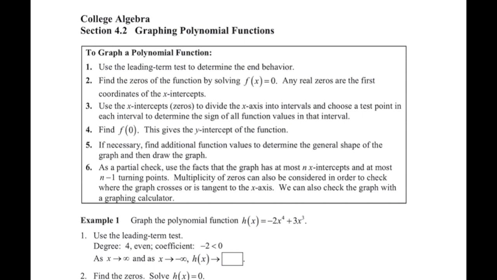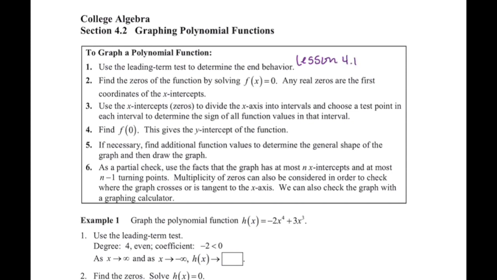This algebra lesson is going to focus on graphing polynomial functions. We have a few steps that we can take in order to graph a polynomial function. First, we're going to use the leading term test to determine the end behavior, and that comes directly from lesson 4.1.